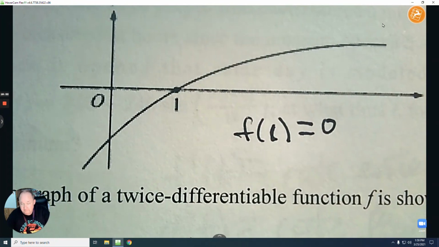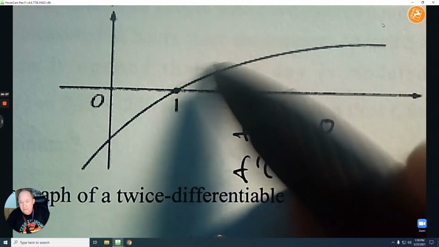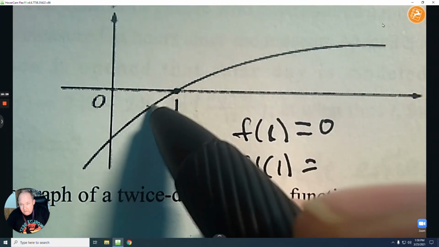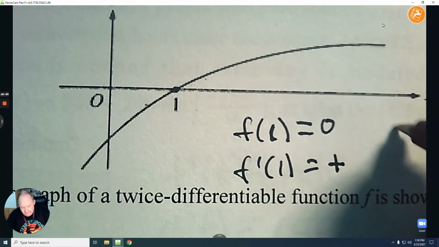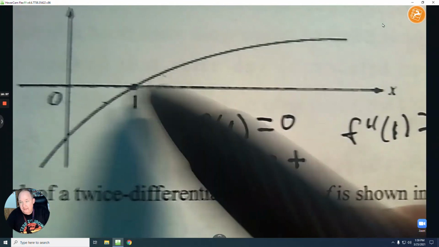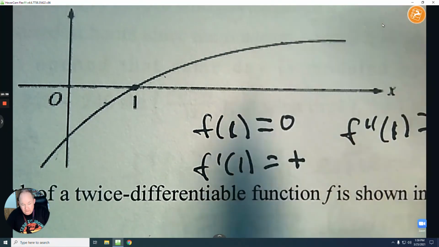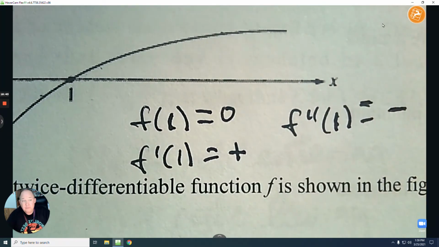It's right there. If I said, what's the derivative at 1? You're saying, is it increasing or decreasing at 1? And you can see it's increasing. So it must be a positive value. And then lastly, the second derivative at 1, is this concave up or is this concave down? And so you can see that it's concave down, which means the second derivative is negative.